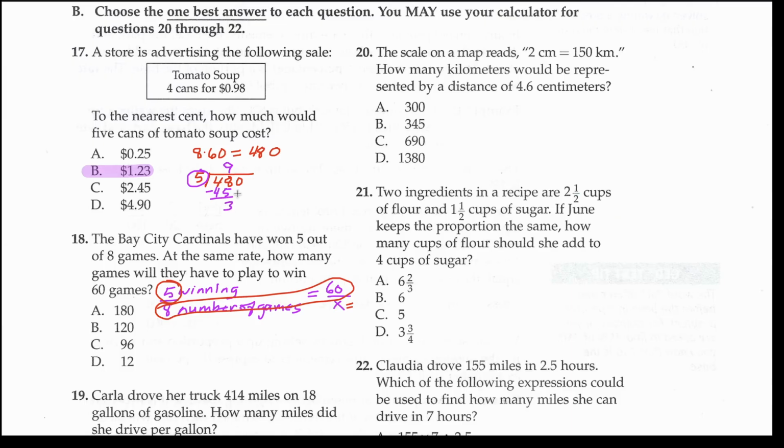Subtract 45 from 48. I have 3 left. Now bring down the 0. Okay, how many 5s in 30? That's 6 times. So 6 times 5 is 30. So 30 take away 30 is 0. So the answer is 96. And that choice is going to be C.